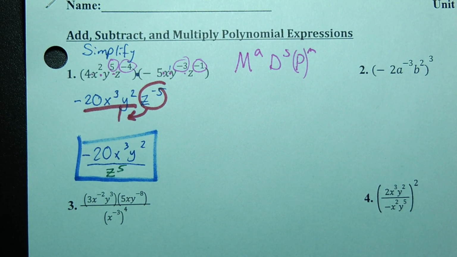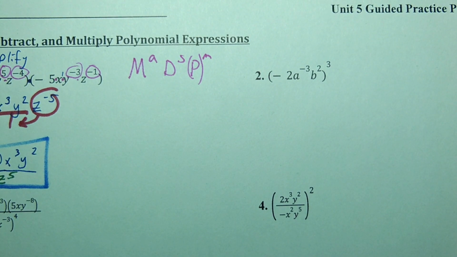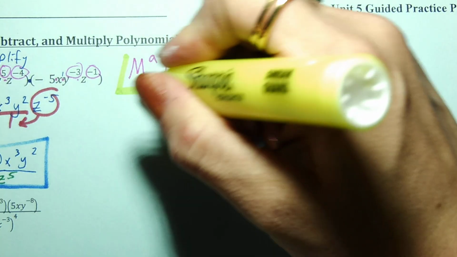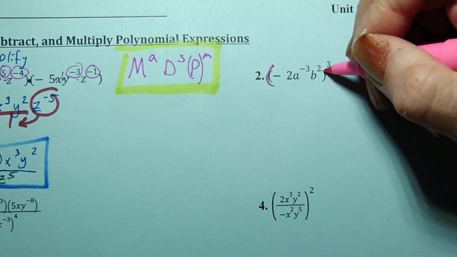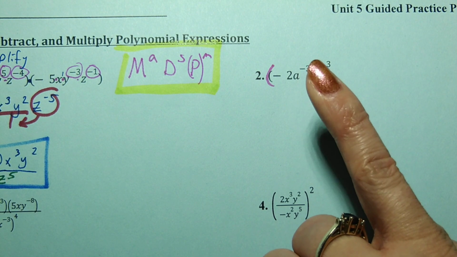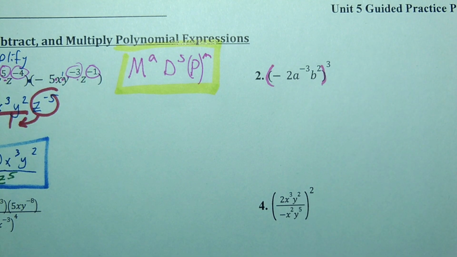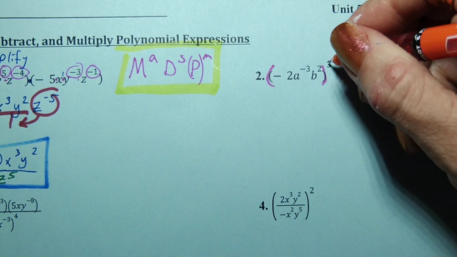I'm going to turn you loose on number 2. What is our main operation going on here? It's not superfoiling, we're not adding, we're not subtracting. We're just using our power rules. What part of MADSPAM are we using? The P part. We are powering up by 3. So we are going to multiply, that's what the M stands for, all of these exponents by 3.